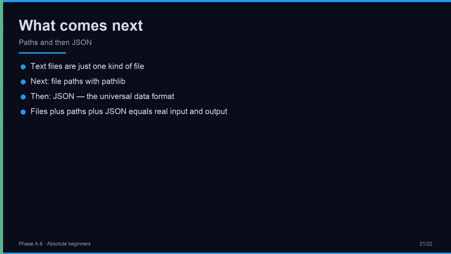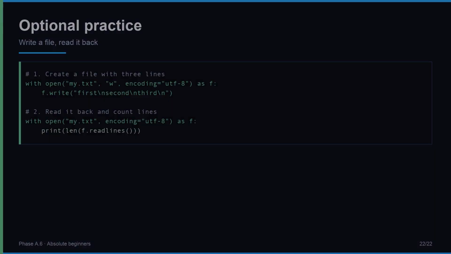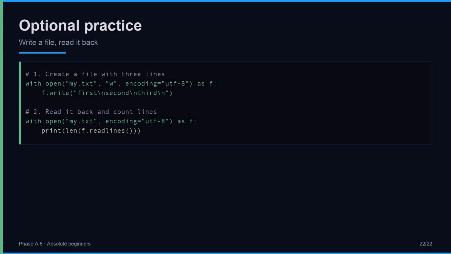You can now read and write plain text files. But real programs juggle many files across many folders, and string paths get messy fast. Next lesson introduces pathlib, Python's clean, modern way to build and inspect file paths. After that, we meet JSON, the universal format for structured data on disk and over the network. Files, paths, and JSON together open the door to real input and output. Paths come next.